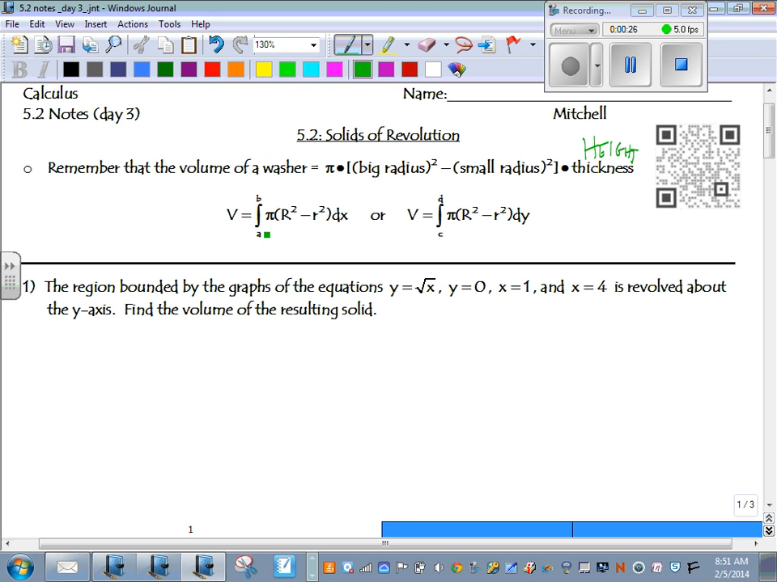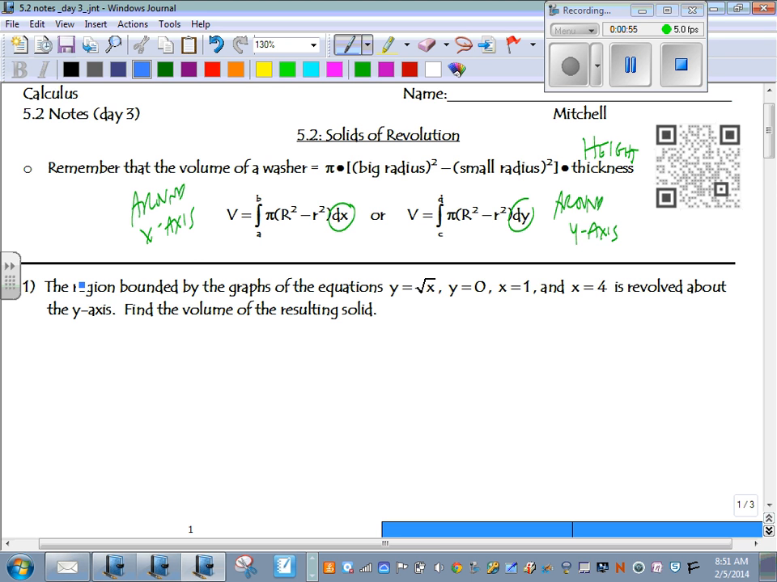So we're doing the definite integral from a to b of pi, and remember that pi could be inside or outside, big radius squared minus little radius squared times dx. This is if we're going around the x-axis. Remember, if it's going around the x-axis, that means it's going to be a dx cut for discs and washers. If it goes around a y-axis, it's going to be a dy cut, meaning everything in there is going to be in terms of y.